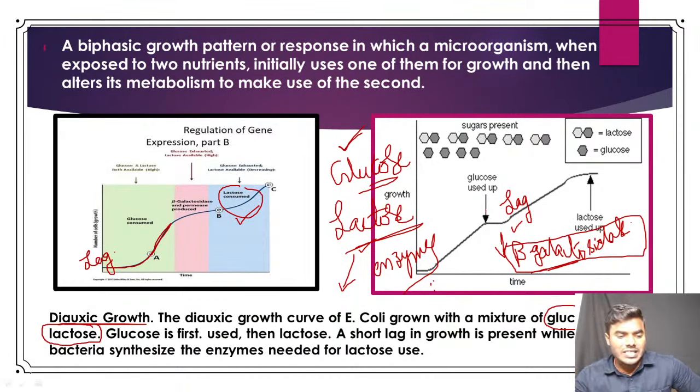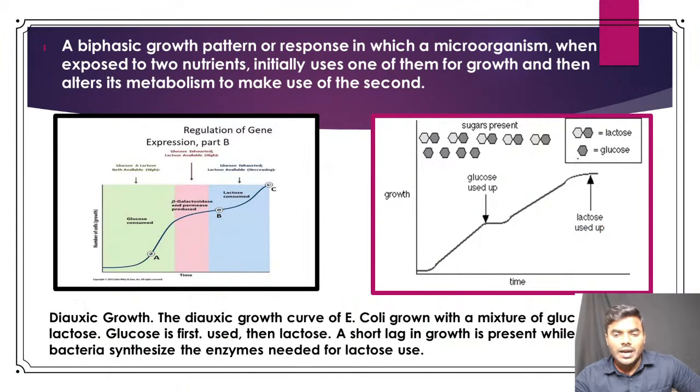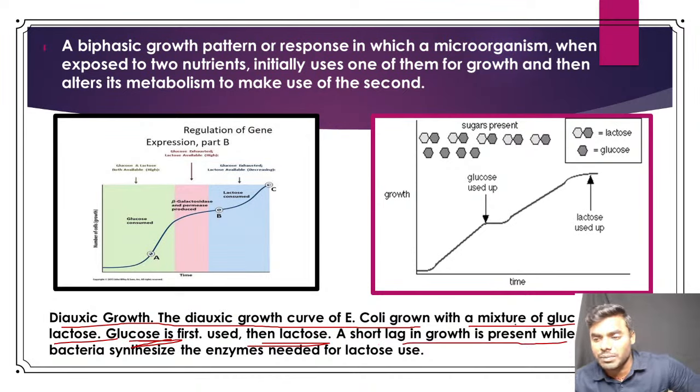So that is exactly what we call a Diauxic growth curve. Every student remember, Diauxic growth curve of E. coli grown with a mixture of glucose and lactose. Glucose is used first, then lactose. A short lag in the growth is present. Everyone remember, we have used the words a short lag.